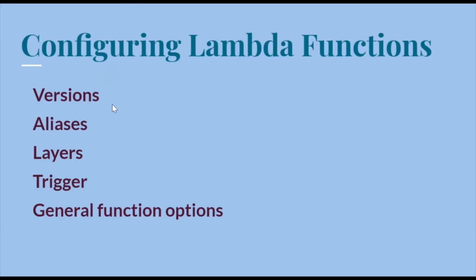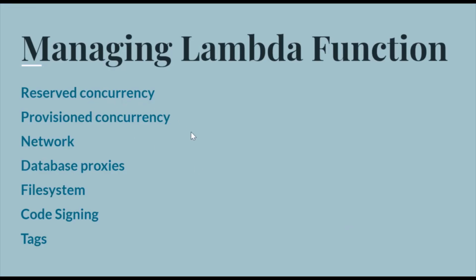So I have just walked through versions, aliases, layers, triggers, and some configurations. And reserved concurrency, provisioned concurrency, network which is VPC, database proxies, file system that is EFS, code signing, tags. These are all many important topics in AWS Lambda when you are working with a production-grade Lambda, or even a test one, you have to consider.